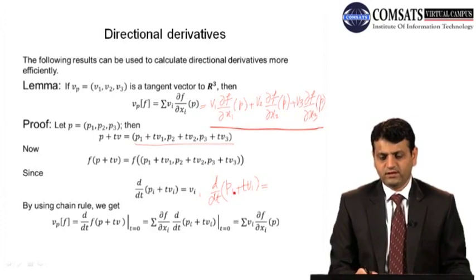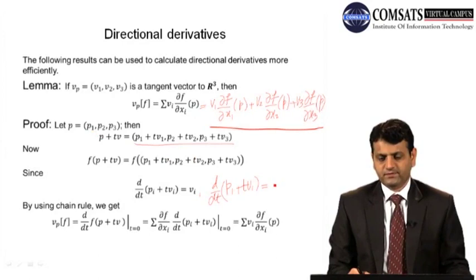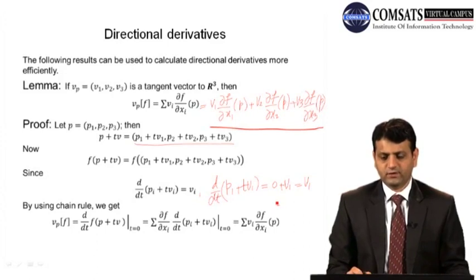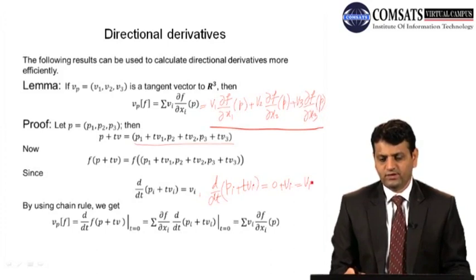So this is going to be equal to the derivative of p1 with respect to t, which is 0, because p1 is just a fixed number, the first coordinate of p. So this is 0 plus v1, once again a number, which will come out when you are taking the derivative, and the derivative of t with respect to t is 1, so this is just v1. And similarly we can calculate for the others, and in general we can say that d by dt of pi plus tvi is equal to vi.